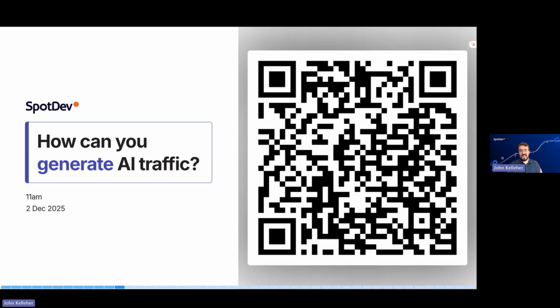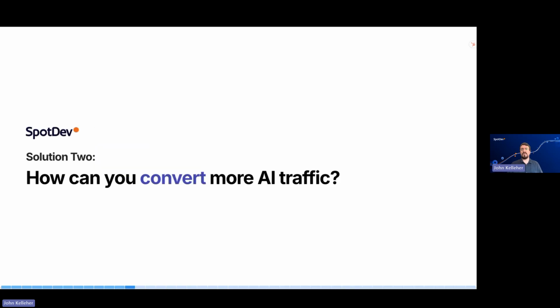But let's focus today on how you can convert more of your AI traffic. These principles will work for all of your traffic, but they will work especially well for your AI traffic, because much more of your AI traffic is bottom of the funnel and ready to convert, for all the reasons we've looked at so far. So let's look at how we go about converting AI traffic.